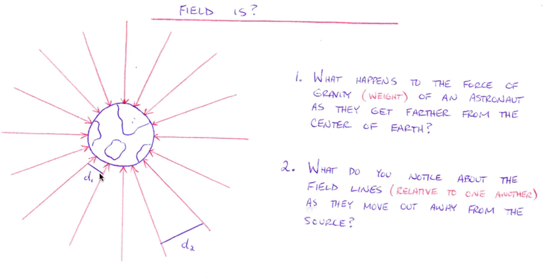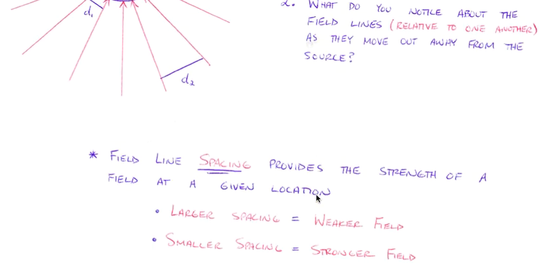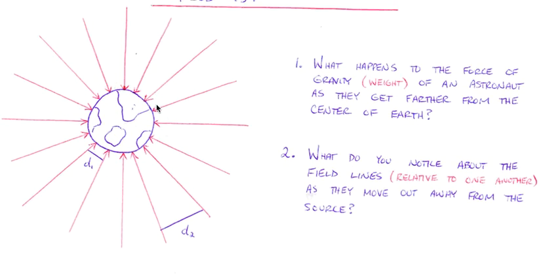You'll hopefully notice that the spacing between these lines increases as you get further away from your source, in this case the Earth. So it's not too far of a stretch then to realize that the field line spacing provides the strength of the field at any given location. The larger the spacing, the weaker the field, and the smaller the spacing, the stronger the field. So it's clear to see here now that when I'm closer to the Earth, because I have a smaller spacing, this field strength is stronger and there's a stronger force of gravity. As I get further away, the spacing is much wider and therefore the force of gravity is much less.